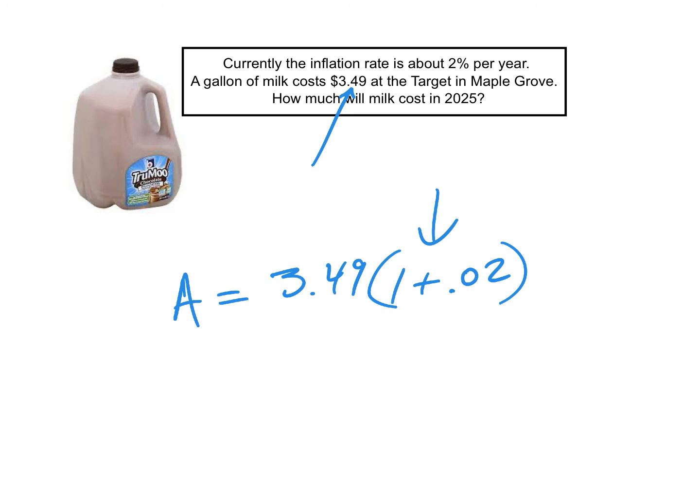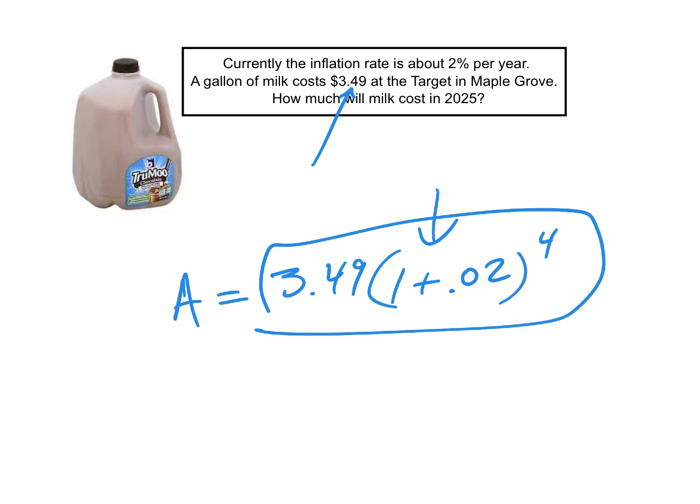Okay, awesome. And Tatum, the last thing is the years, but it was a little tricky. We don't do 2025 here. That would be way too big. Do you know what to do? I did 4. Yes, because it's 4 years from now. So we put a 4 there. Everybody type that into your calculator.